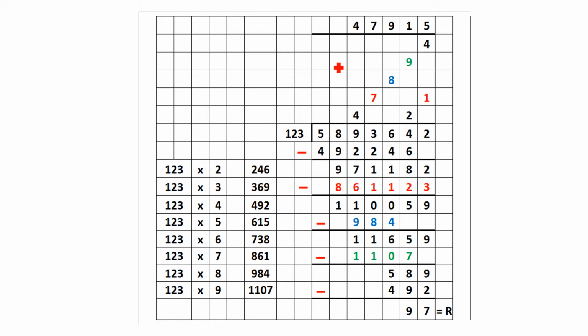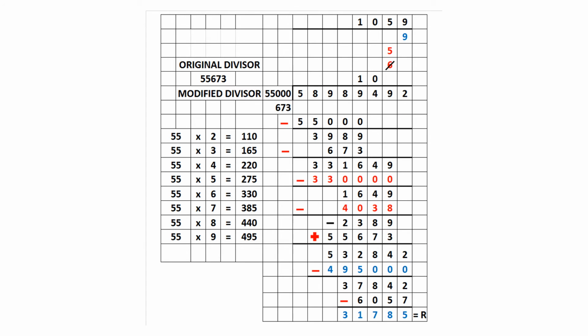Bring up the 7, bring up the 4, so the quotient is 47,915 with a remainder of 97. In this division, our original divisor is 55,673.